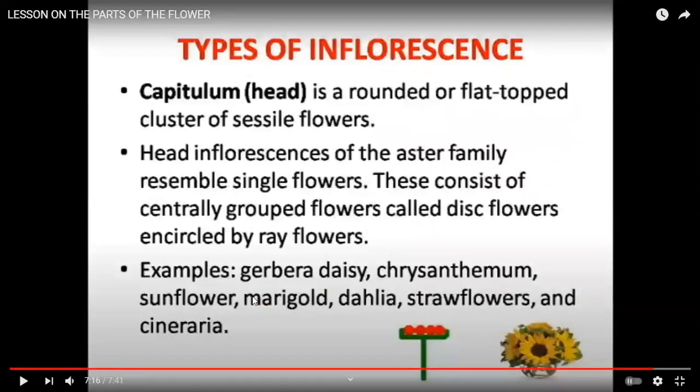Now, the capitulum or the head arrangement. The capitulum is a rounded or flat-topped cluster of sessile flowers. Head inflorescence of the aster family resembles single flowers. These consist of centrally grouped flowers called disc flowers, encircled by ray flowers. Examples are the Gerbera daisy, chrysanthemum, the sunflower, marigold, dahlia, strawflowers, and the cineraria. Okay, look at the diagram below.